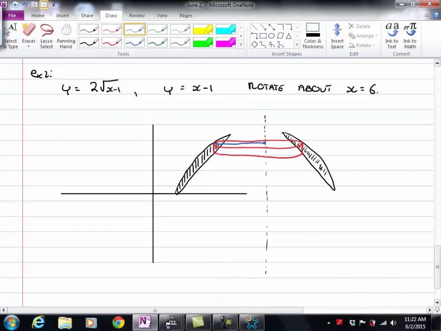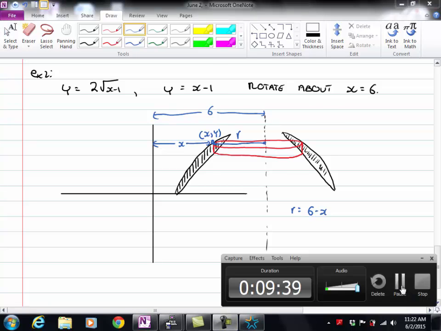Agree? That's r, but this point right here is x comma y. So from here to here is x. From here to here is 6. So you can actually calculate r right now. R equals, Joanna, what's r? 6 minus x. That's r.